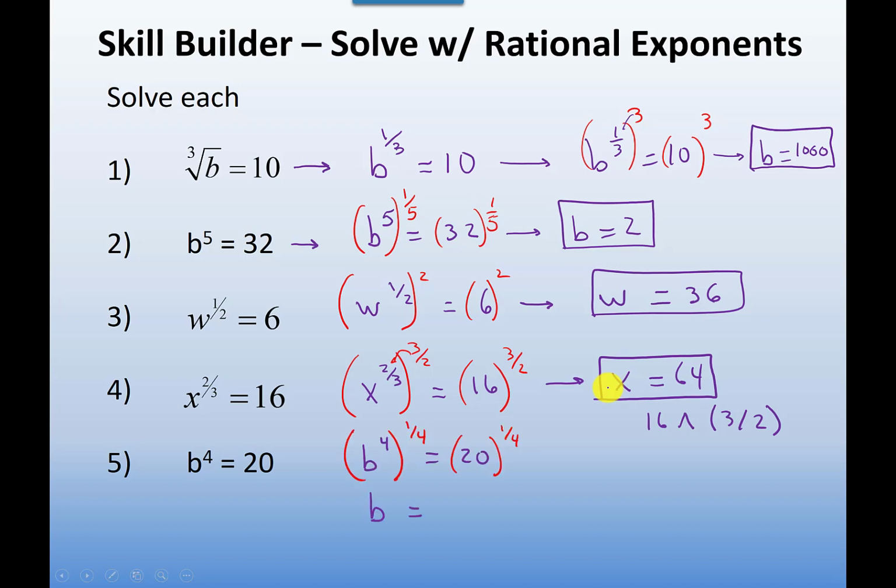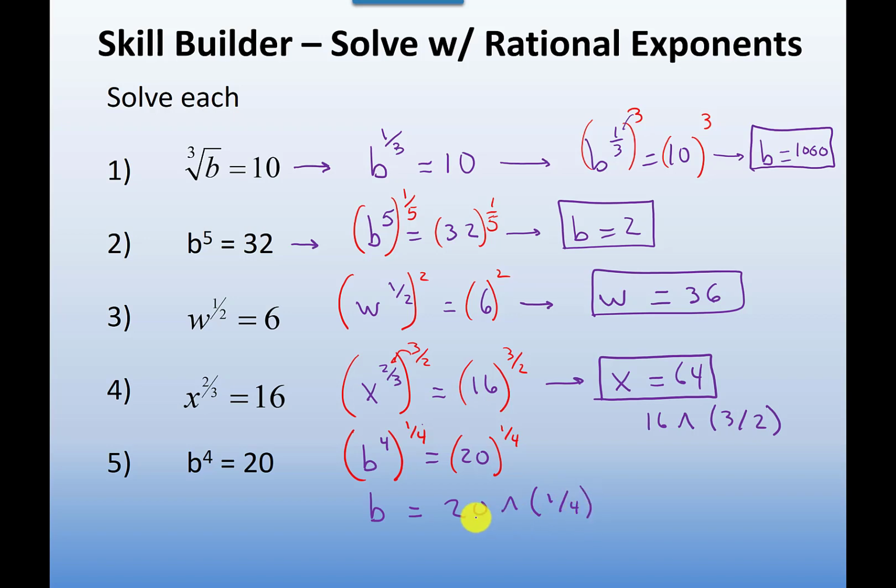Okay, to solve b to the 4th equals 20, I have to do a 1/4 power on both sides to get rid of the 4th power. The 1/4 and the 4 cancel out. So I have to do 20 to the 1/4. Now, unlike the other ones, it didn't have a nice answer. So definitely we need a calculator here.